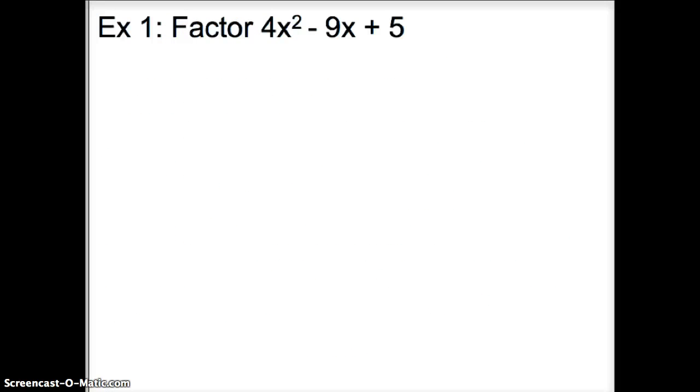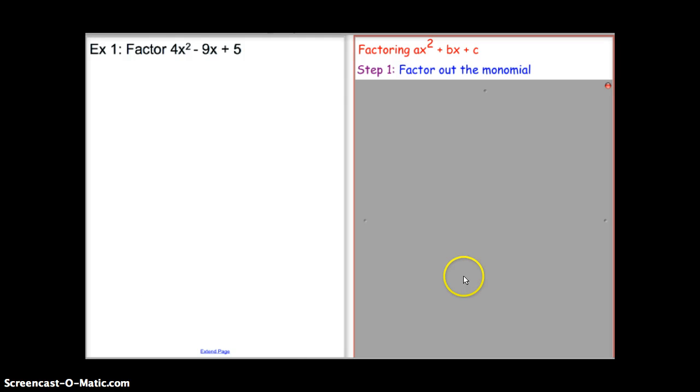Example 1, we're factoring 4x squared minus 9x plus 5. So I've got this in split screen mode so we can look at the steps and we can look at the individual problem. So our first step is to factor out the monomial, if one exists. Well, for this particular problem, one doesn't exist. 4x squared, 9x, and 5 have no terms in common. So it's just going to stay 4x squared minus 9x plus 5. So step 1 is done.